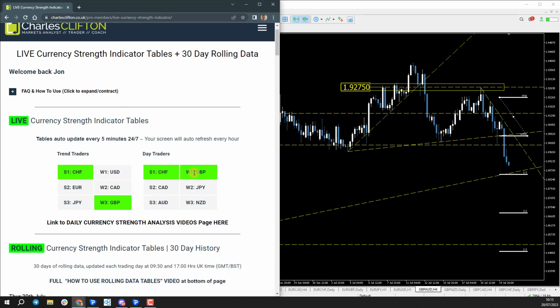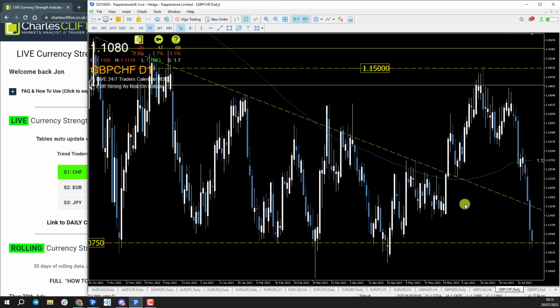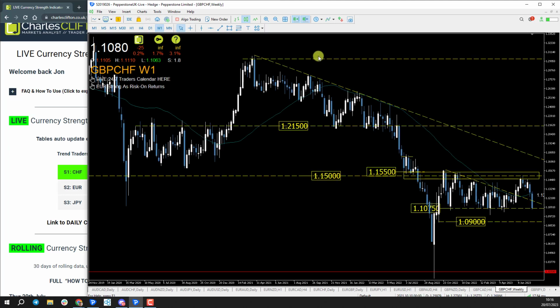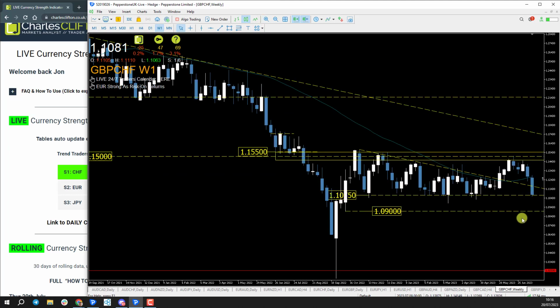Pound obviously featured as a weak currency, so I have looked at pound Swiss. Considering it tops our day traders table, it's something that we obviously want to take a look at because it tells us that there's momentum within this market. Now, if I just head up to a weekly chart here and zoom in slightly, you can actually see we're now back at lows of a short-term trading range.